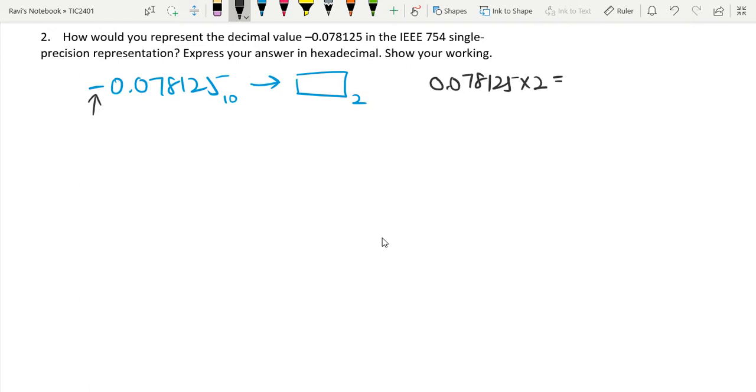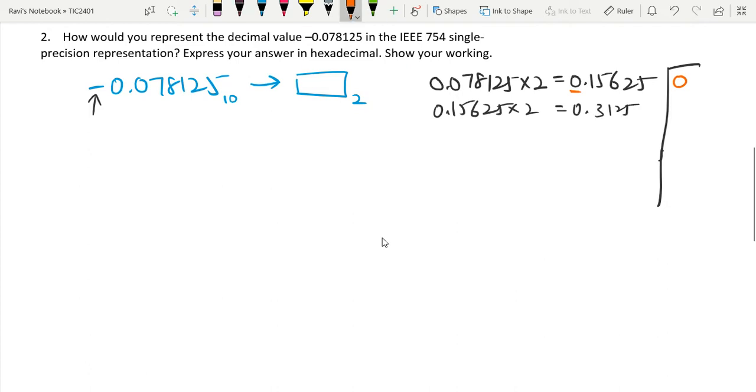So I multiply by 2, I get 0.15625. And what do I need to do? I need to keep track of the integer part here. So if the integer part is 0, then I keep track of the 0 here. Then I repeat the process again, 0.15625 times 2, I get 0.3125. So again this is 0, so I keep a 0 here. Then 0.3125 times 2, I get 0.625. So again 0 here.